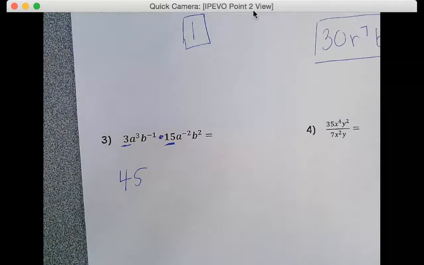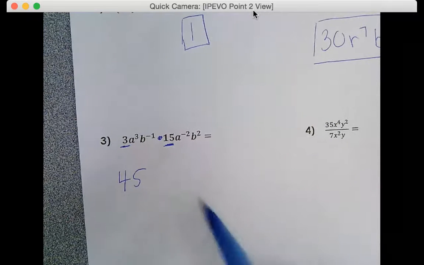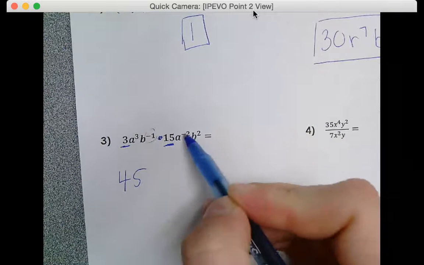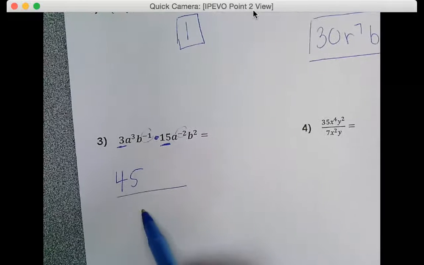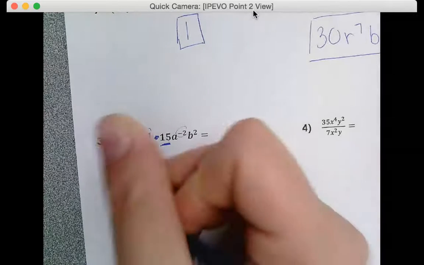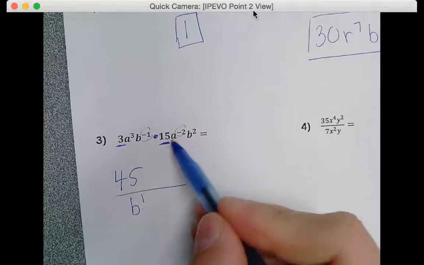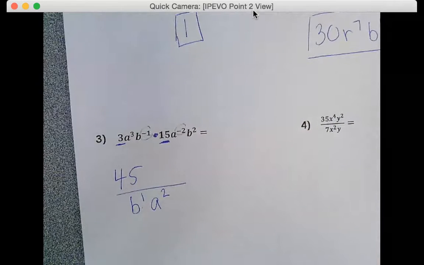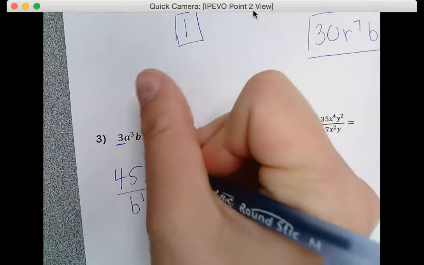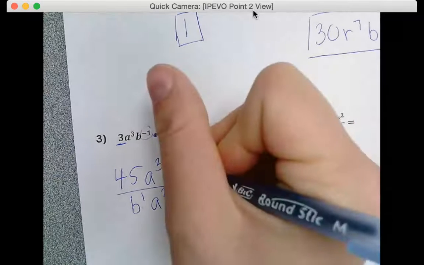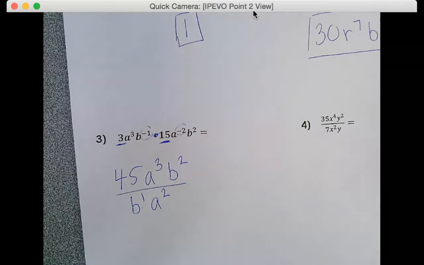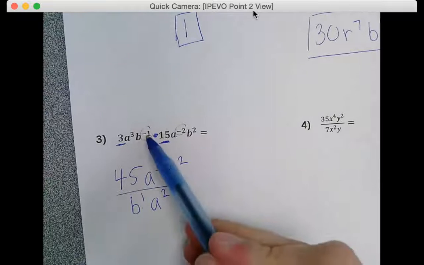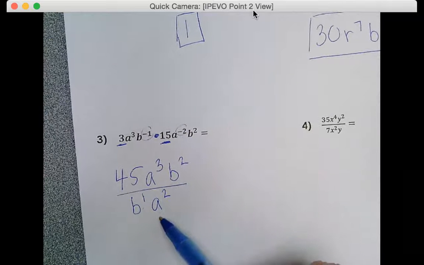Okay, and the first thing we need to do is take care of our negative exponents. So anytime you have a negative exponent, we need to bring those to the bottom. So this b to the negative 1, bring that to the bottom. And this a to the negative 2, bring that to the bottom. Anything that's positive can stay. So this a to the 3rd can stay, and this b squared can stay. So we're only moving the negative exponents to the bottom.